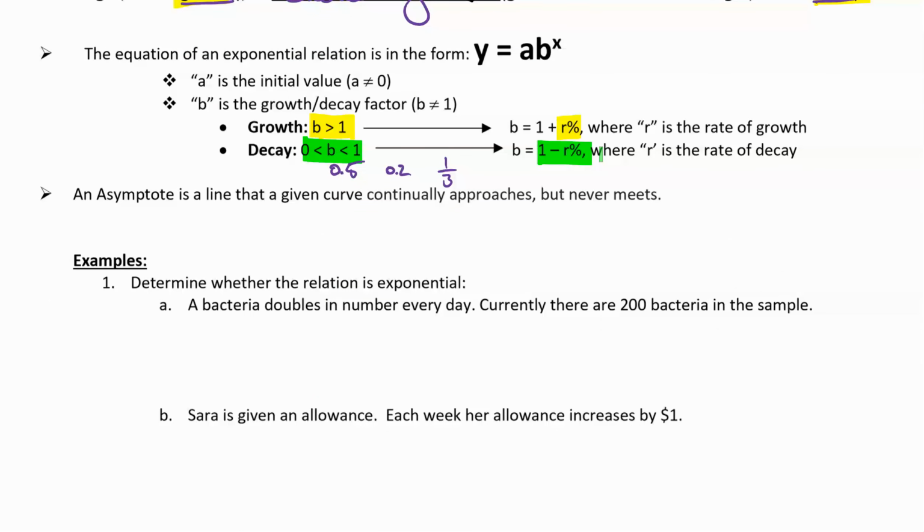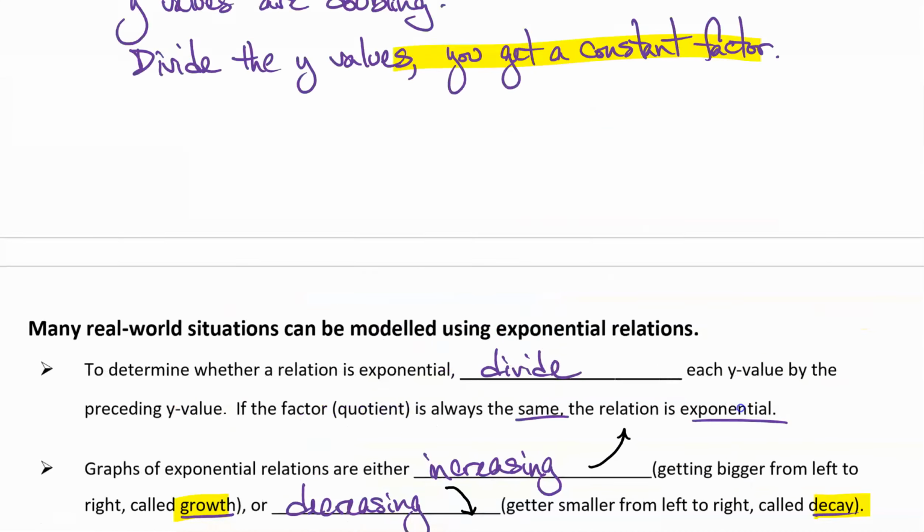Okay. An asymptote is a line that a curve continually approaches but never meets. Does anybody know where the asymptote is with our graph up here?